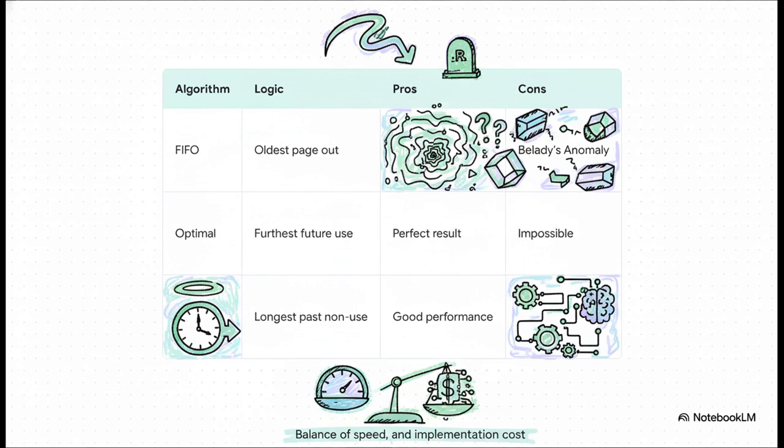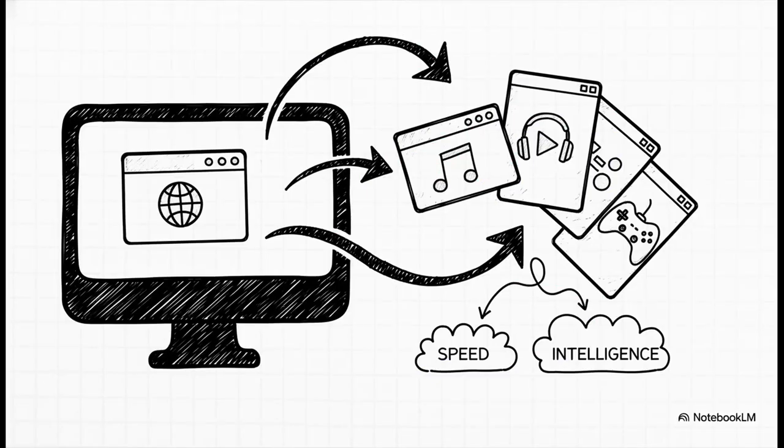So at the end of the day, it's this constant balancing act between speed, intelligence, and cost. And this is exactly why it matters to you. Every single time you switch apps, open a new browser tab, or load a level in a game, your computer's operating system is making one of these decisions in a split second. The smooth, seamless experience you just take for granted is built on this very foundation, this trade-off between simple, fast logic and more complex, intelligent logic.